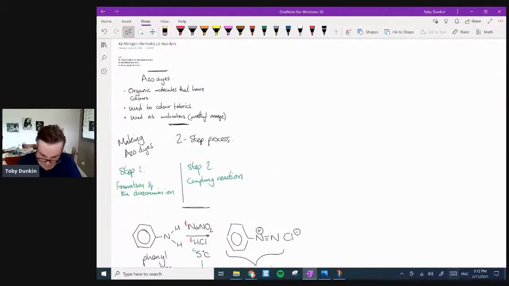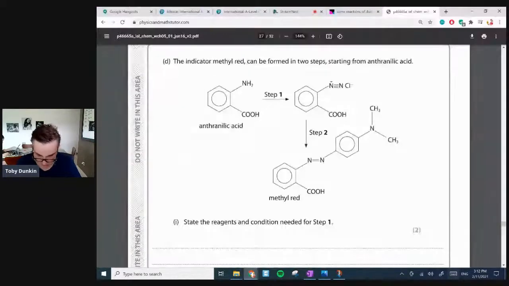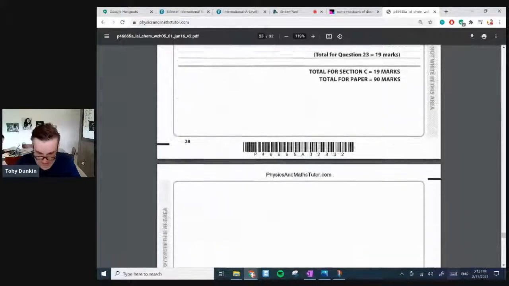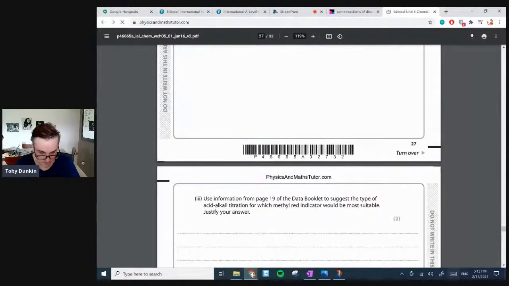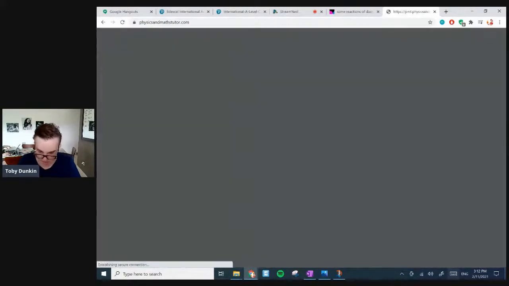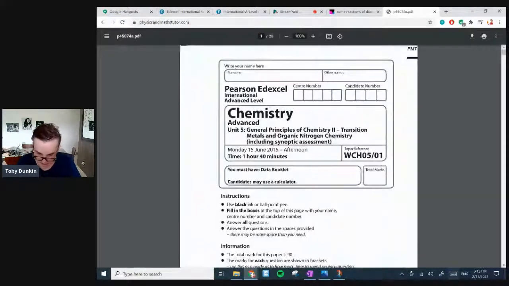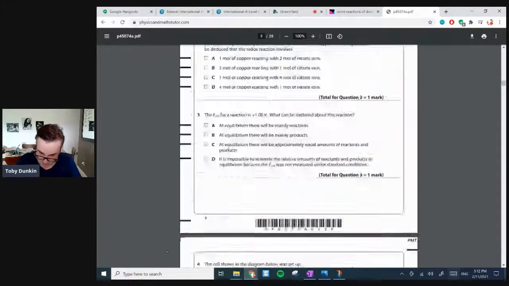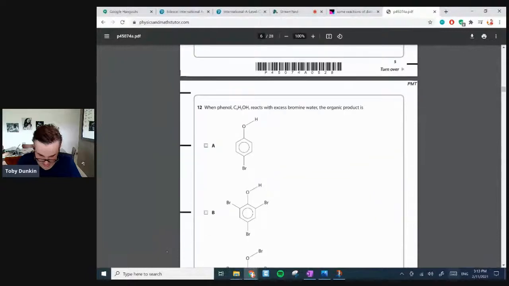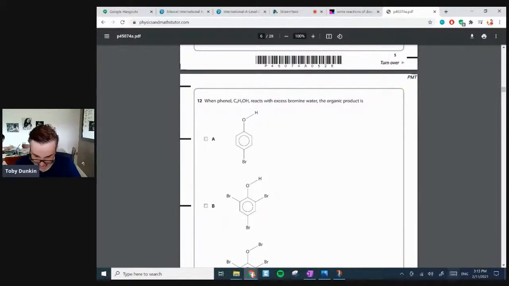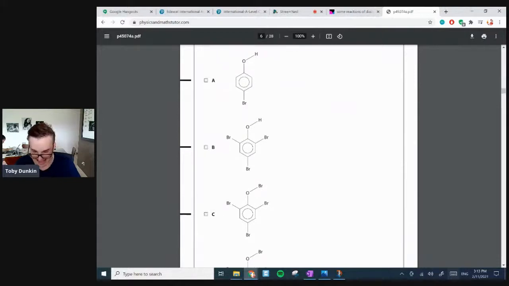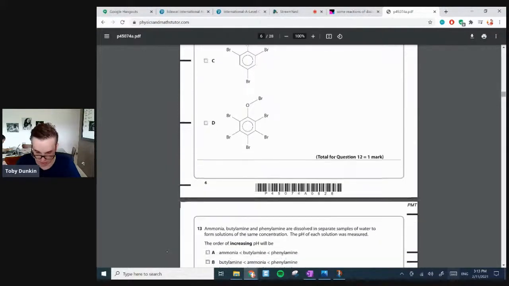We're kind of done, but I do want to mention some other questions. I think it's worthwhile scrolling through a couple of papers to show you some more of these azo dyes. That was the June 2016 IAL. Let's go for the June 2015 and find the azo-dye question. They're usually in the long answer. Phenol reactions, we did this earlier: when phenol reacts with excess bromine water, we did that with you last lesson on YouTube.